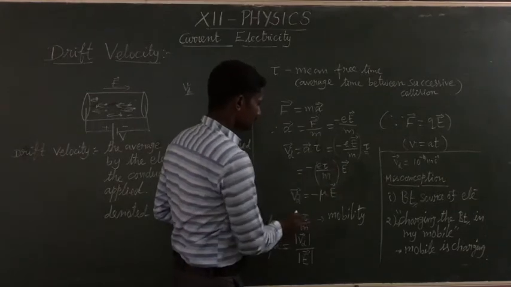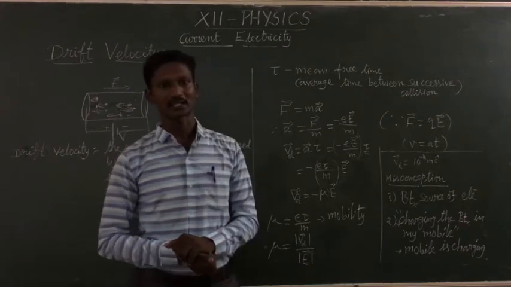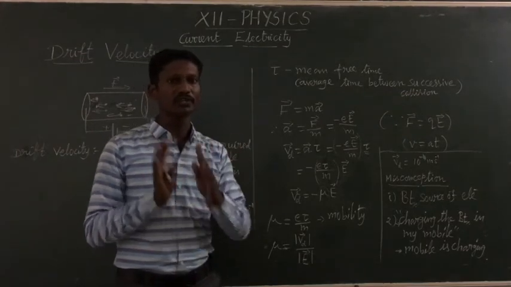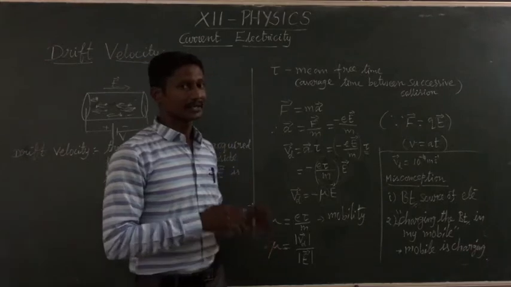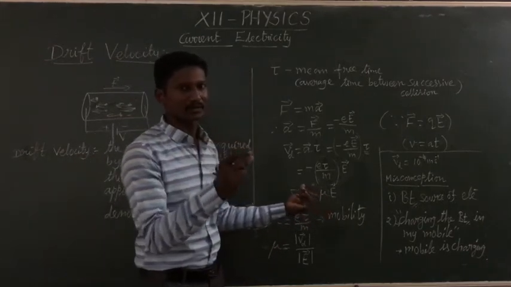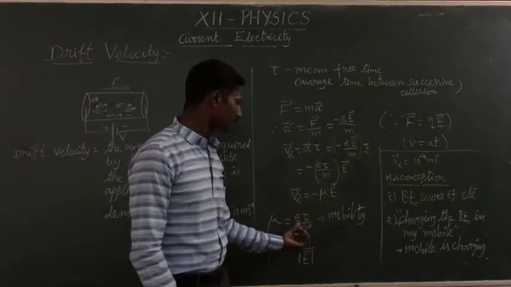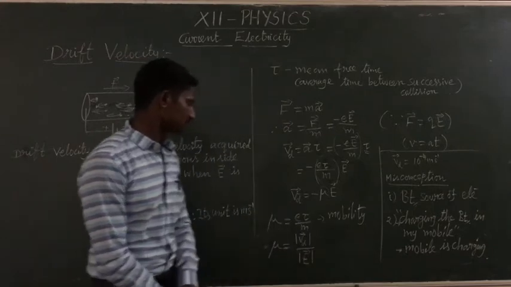This term is considered as mu. Mu is the mobility of the electron, because only electrons are moving, that is the mobile charge. The current is due to the mobile charge. So this is mobility. It is a number, the speed of electrons. So mu is equal to E tau by m, that is mobility.